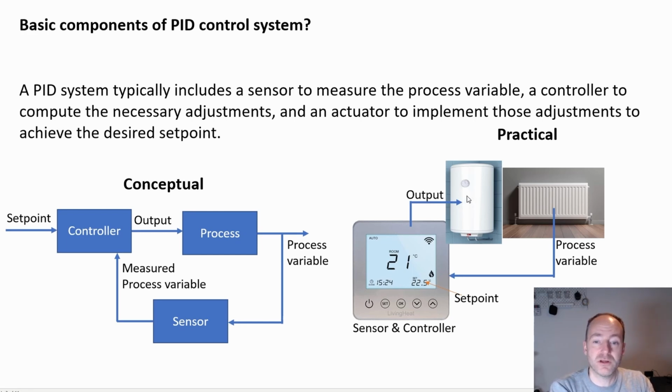Increase the power to our boiler or increase the amount of gas we're burning. That increases the water temperature. That increases the temperature of the radiator. In turn, the room warms up. We measure that value again and we go through this loop indefinitely to try and maintain that set point temperature. That is a practical control system.